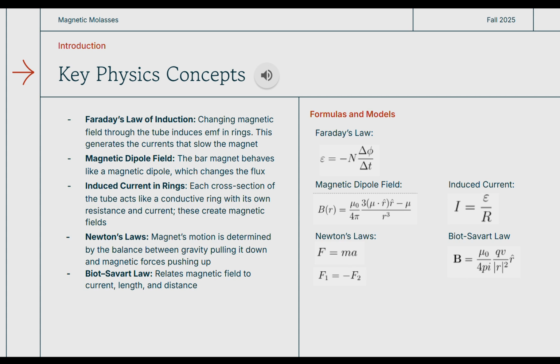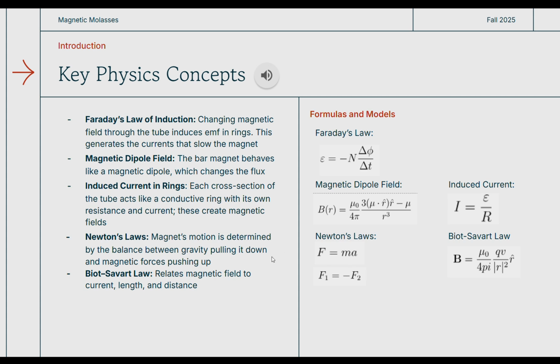Key physics concepts of this lab are Faraday's law of induction, which says that a changing magnetic field induces an EMF in the rings, which generates currents which slow the magnet as it falls. Magnetic dipole field, which says that the bar magnet behaves like a magnetic dipole, which changes the flux. Induced current in rings, which says that each cross-section of the tube acts like a conductive ring with its own resistance and current, which creates magnetic fields.